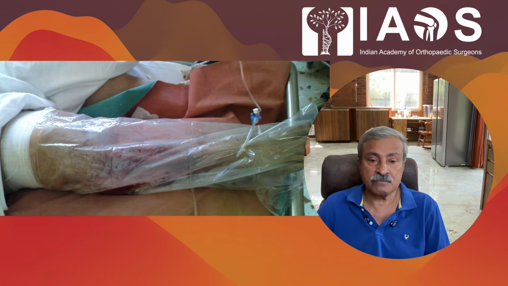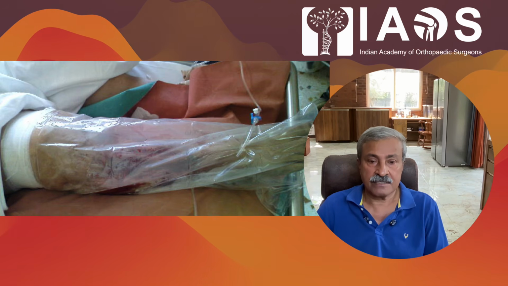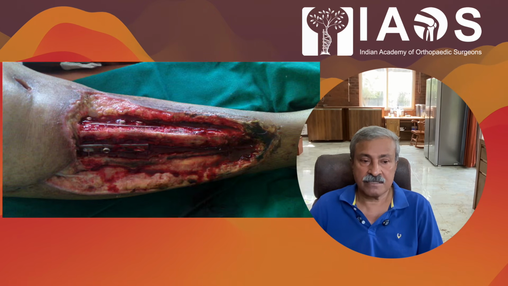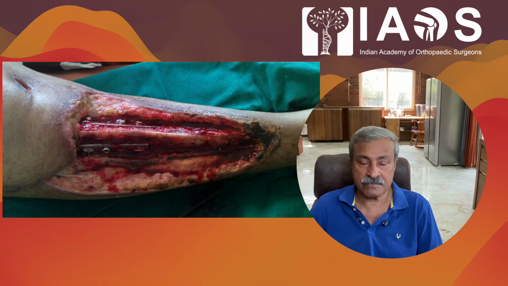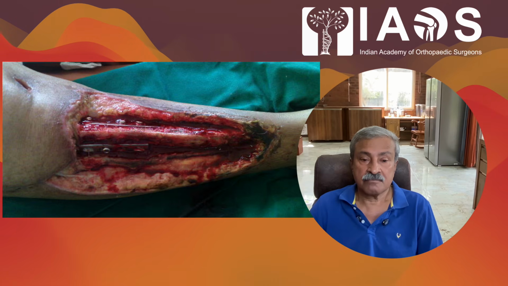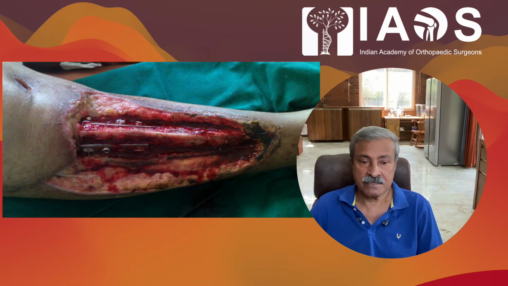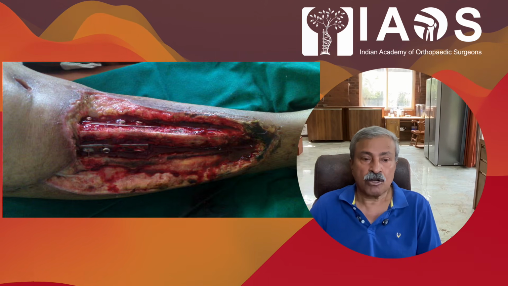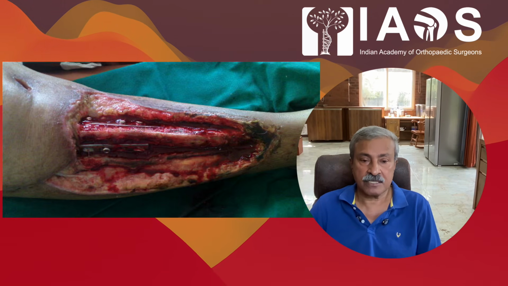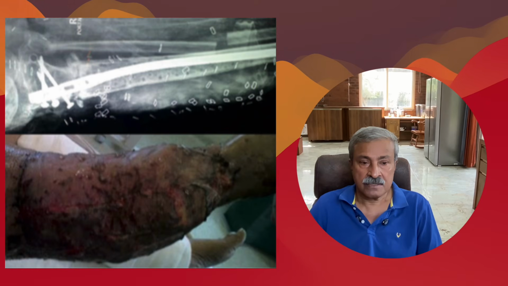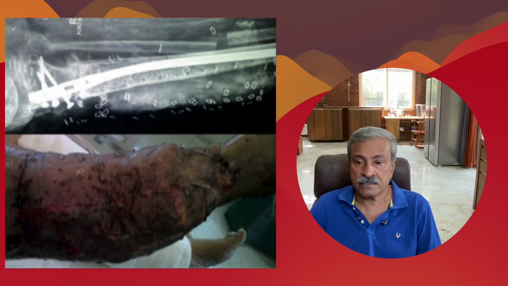To the rescue came molecular therapy, and after a single ozone bagging, you can see how the skin has become healthy and the wound has started showing a blood red situation. He was then treated with plate removal, locking nail, compression, and a full thickness graft by a plastic surgeon.